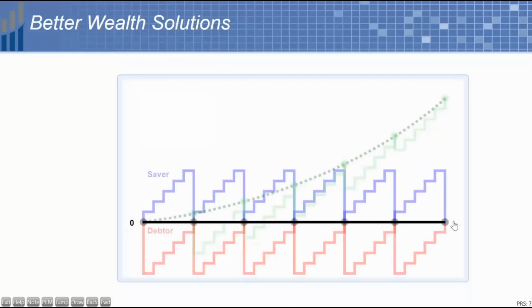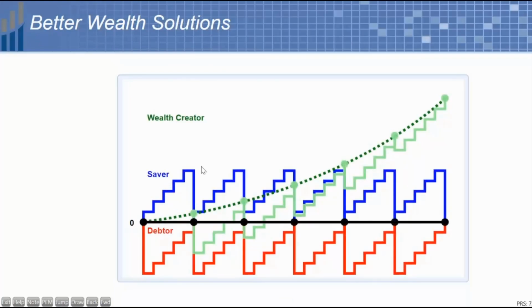And if you look at the example, the saver, the debtor, and the wealth creator, or controlled compounding, at the end of the day, all 3 examples, they get to buy things. But the wealth creator is the only one that actually has money that's growing in their favor, whereas the debtor is paying interest and the saver is losing interest.